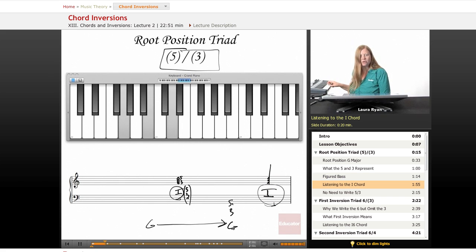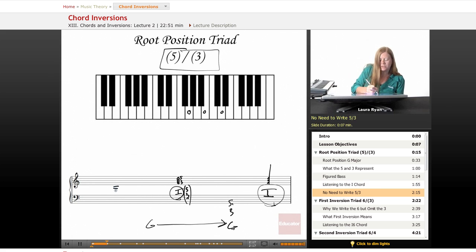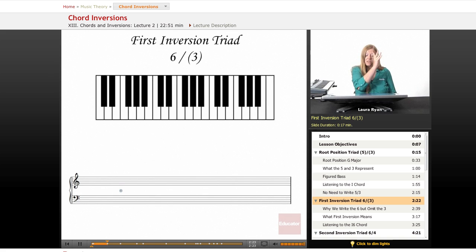From the first note to the third note, 1, 2, 3. From the first note to the fifth note, 1, 2, 3, 4, 5. Root position. We sometimes write the 5-3 to illustrate this point when we're learning about inversions, but generally, if you see, so we'll write a lower G, G, B, D. This is 1. You don't need to write 5-3. Okay, first inversion. So we have new numbers up there.